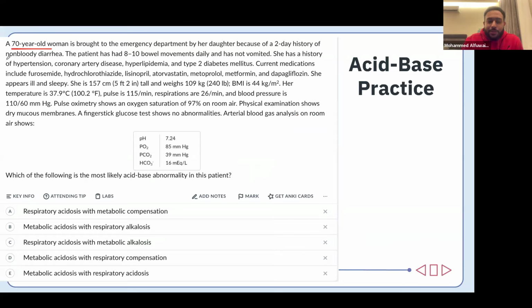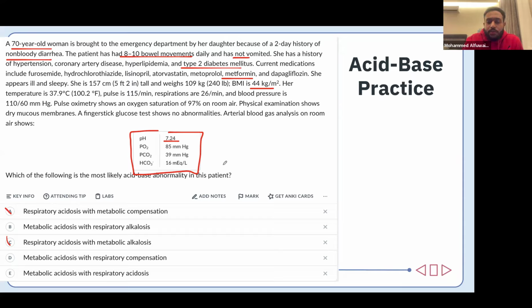A 70-year-old woman with diarrhea, and a bunch of other stuff happening. Diarrhea daily, no vomiting, type 2 diabetes on metformin. I'll explain why that's important. Obese. Now you have these sets, and I want you to get it just from the sets. Firstly, is it acidosis or not? Acid. Now, bicarb, is it low or high? Low. So you want to cross out C and A immediately.